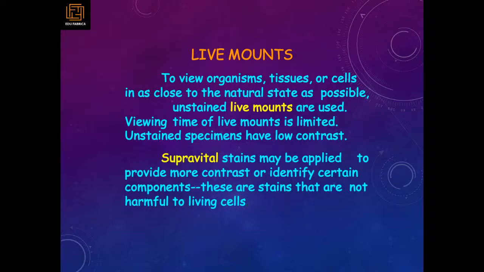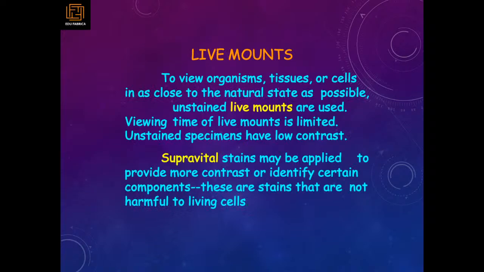In order to see live mounts, we see the organism or tissue cells as close to the natural state as possible, because the cells are alive and what we see is quite natural. We do not stain with anything, because if we stain them, then it will not be the live moment that we are collecting. But it has a limitation: unstained specimens have very low contrast. We can't differentiate between the different compartments within the cell, whereas supravital stains may be applied to provide more contrast to identify certain compartments, and these are stains that are not harmful to living cells.